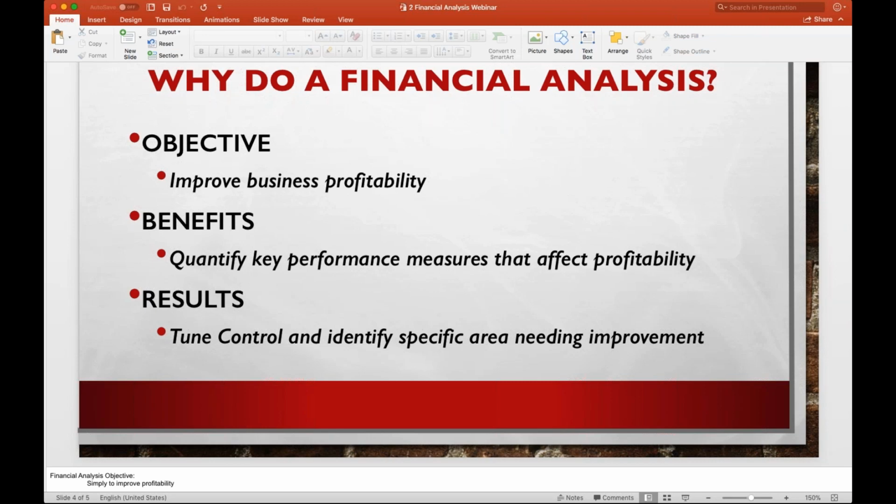Now, the benefits of an engagement, of an analysis: we're going to identify about a half a dozen, what I term, and these are my terms, key performance measures that have a direct influence on profitability. The results of an analysis are going to be some things that we can immediately do in Control, again using my terminology, to tune Control. And this is going to focus on labor rate values, as well as the multipliers that go along with those labor rates.